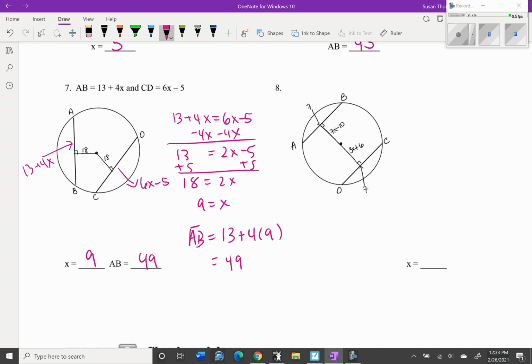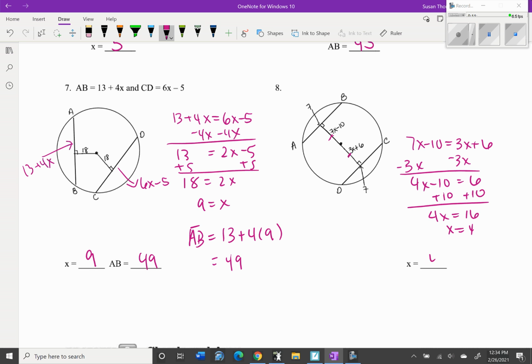Looking at the next one, we're trying to solve for x. We know that AB is 7 and DC is 7. So that means that this measure and this measure have to be the same. So 7x minus 10 has to equal 3x plus 6. And so we're going to subtract the 3x and add the 10. And so x, of course, then is equal to 4.